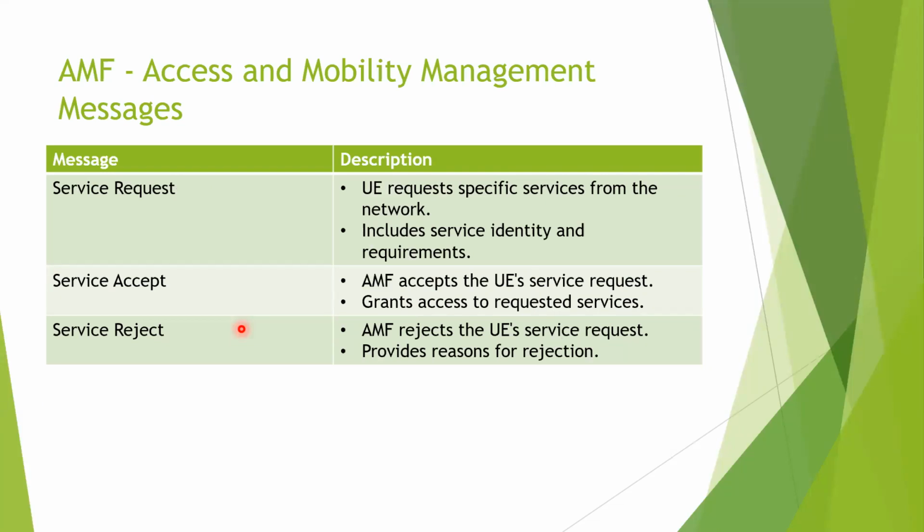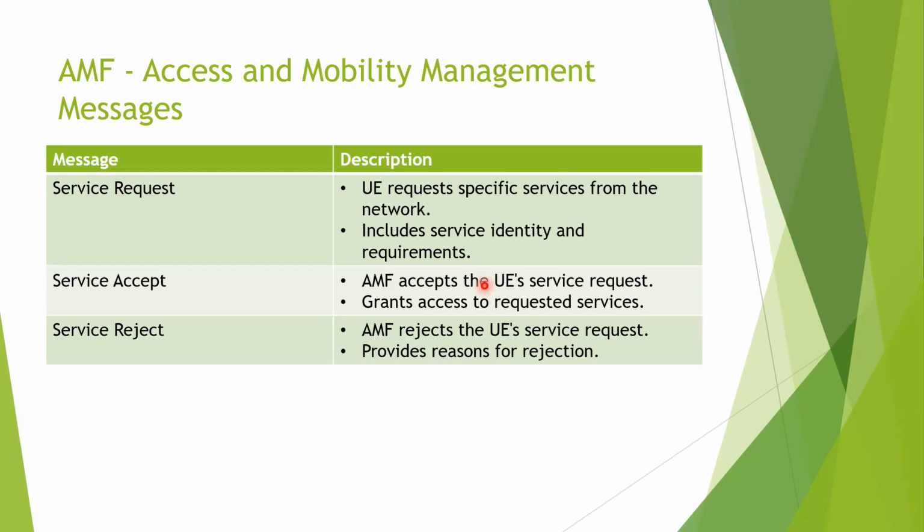After you've done all the paging, then we are looking at the service request. The service request is specifically for the network. So the UE sends the request for services, and it includes things like service identity and requirements. Once the request comes, then you have to do an acceptance. So the AMF accepts the UE request and grants access to the requested services.